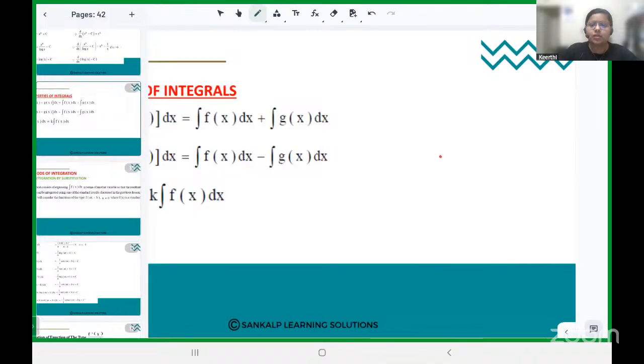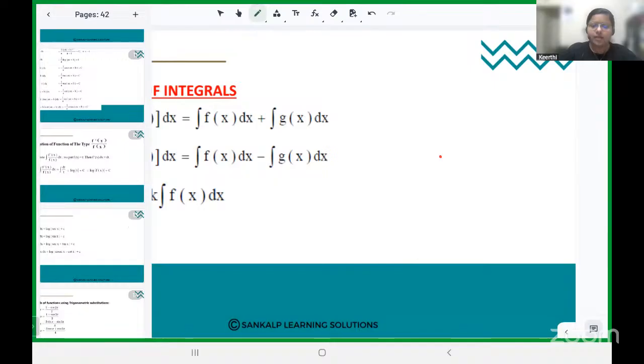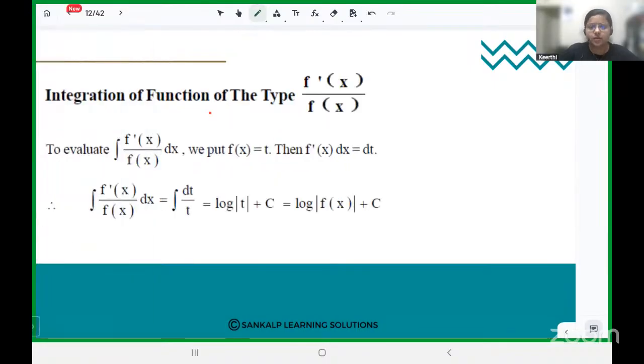Then we studied the properties of integrals, right? Then we studied different methods of integration, from the first type to the last type. There are 10 types of integration. When we classify, we can mainly classify them into 3. That is integration by substitution, which we divided into 8 parts, then integration by partial fraction, then integration by parts, and then we studied what is a definite integral.